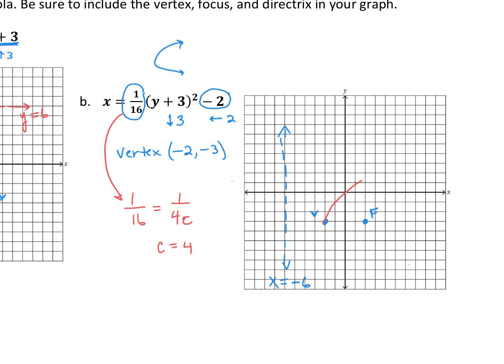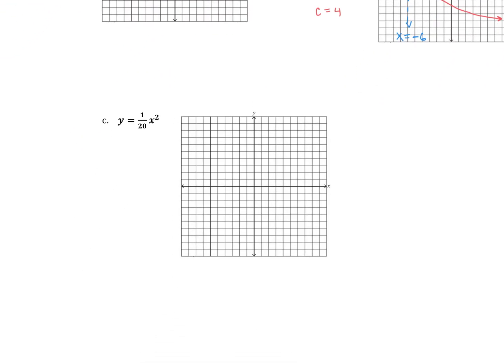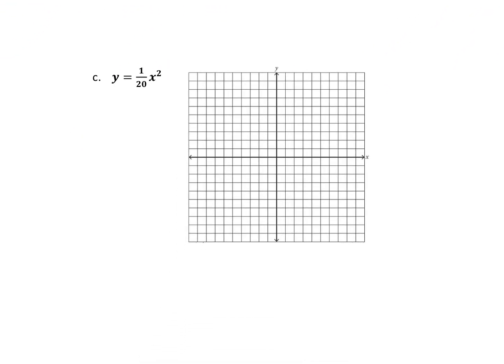So now we can sketch in our parabola, opening to the right. We've got our focus and our directrix, and we are good. All right, last question. Okay, so y equals 1/20th x squared. So the x is being squared, making this a parabola. It's a y equals, it's going to open up or down. This 1 over 20 is positive, so this parabola is going to open up.